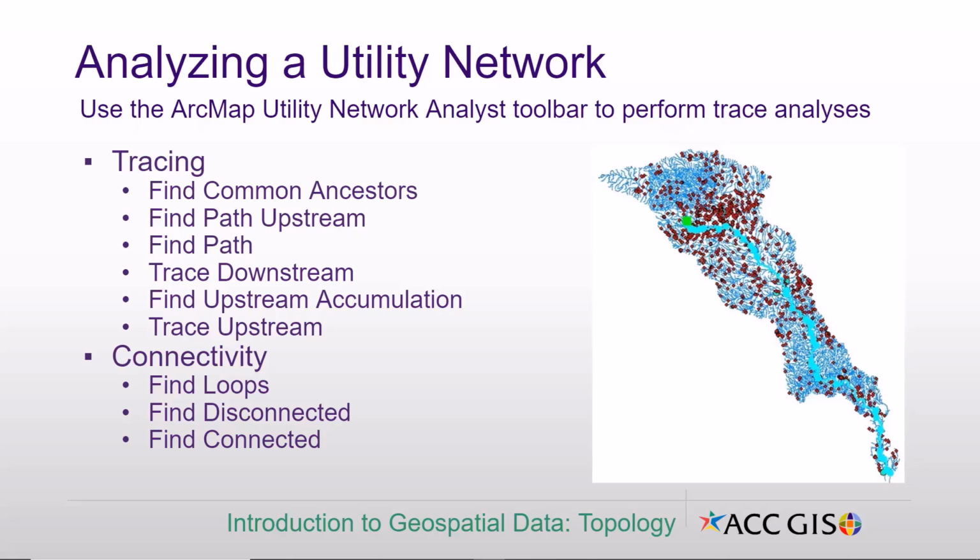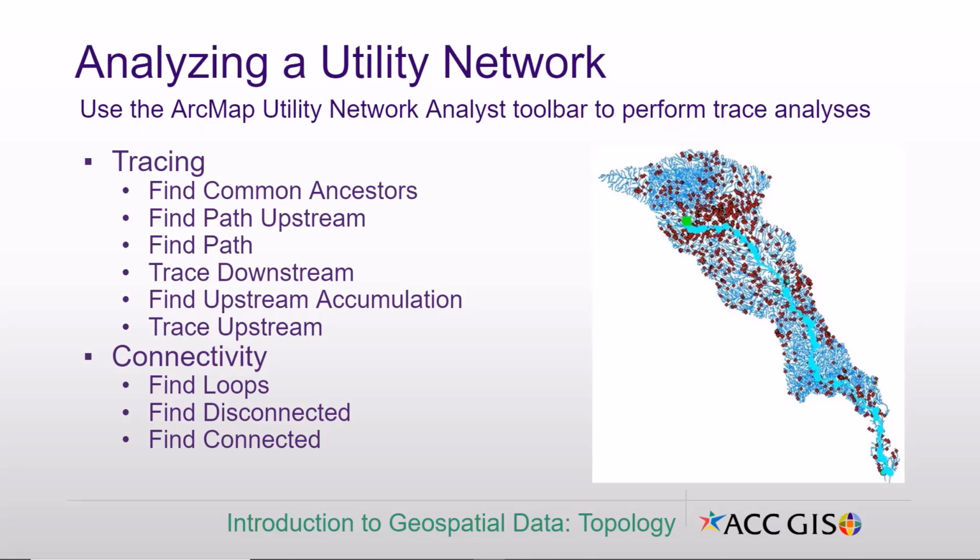Once you've established flow direction, you can analyze your utility network. And these are the common types of analysis that we perform on a utility network. Those are tracing analyses and connectivity analyses. And the most common form of tracing are the trace downstream and trace upstream. And if you look at the example on the right, you can see that's a trace downstream. It's a hydrological network for a single watershed.